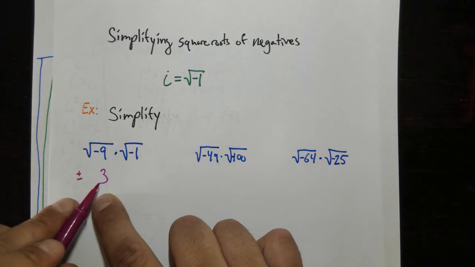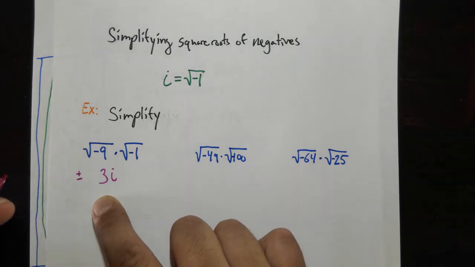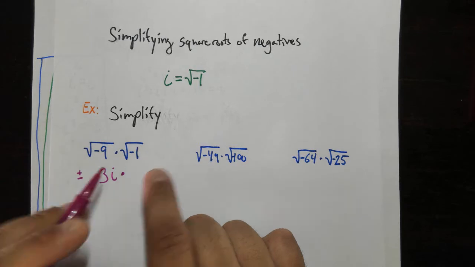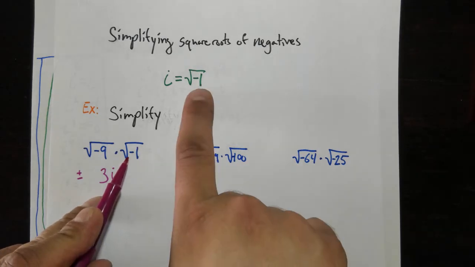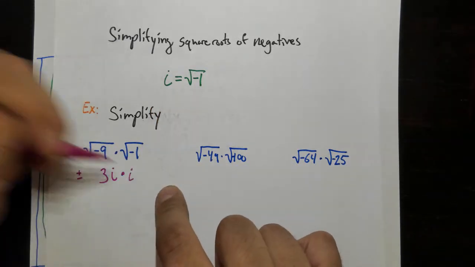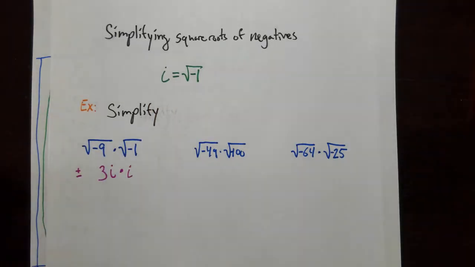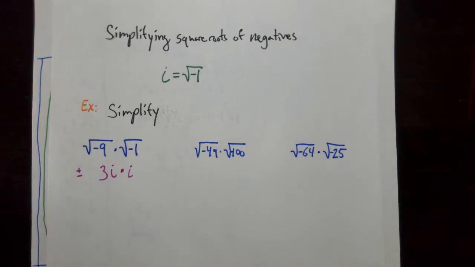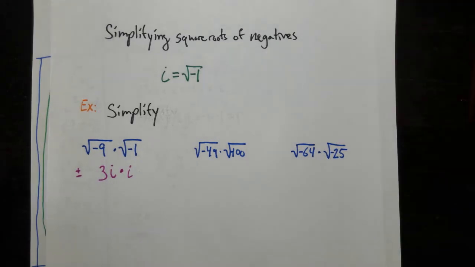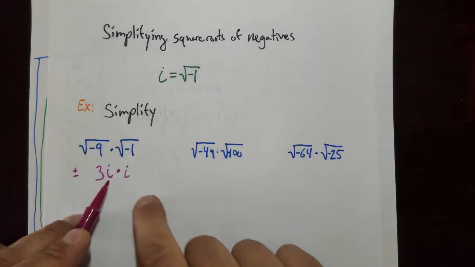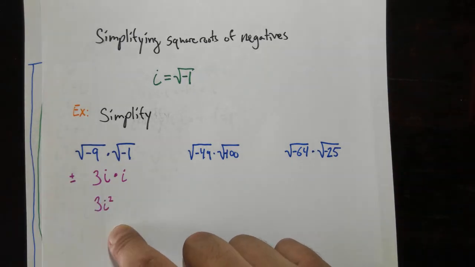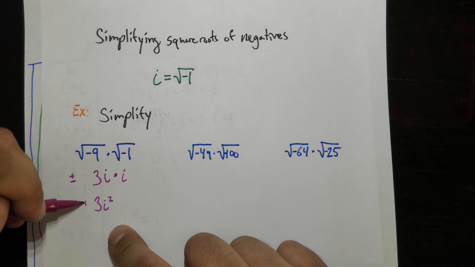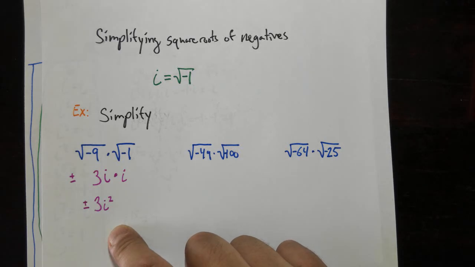So the square root of -9 is 3i times the square root of -1. Well, the square root of -1 is just i, so it's times i. And i's work just like variables do. If we have an x times an x, it's going to be x squared. Well, i times i is going to be i squared. So here's plus or minus 3i squared.